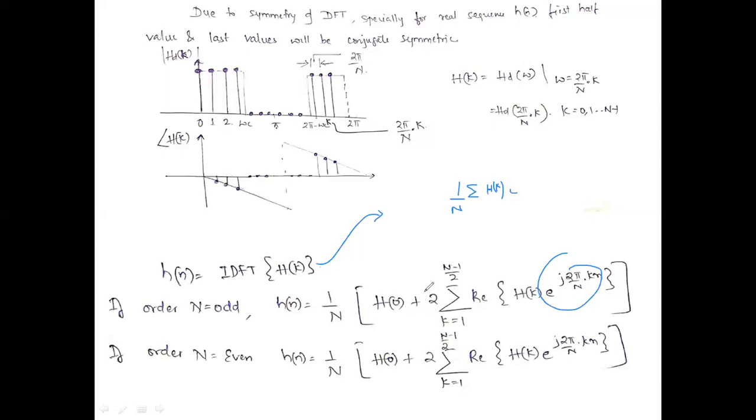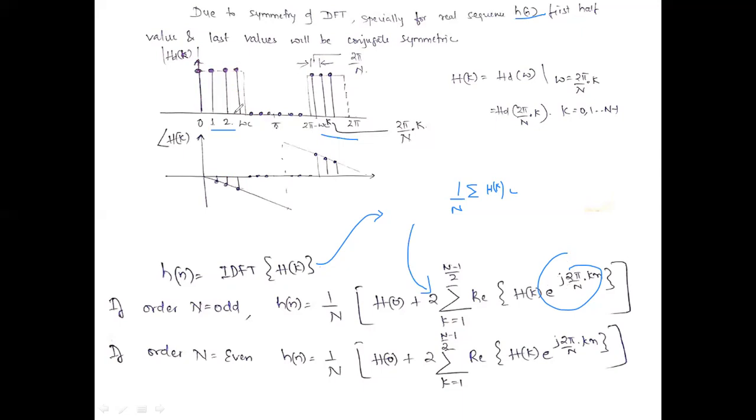Now what happened here? Why has he written a real part and why is there a 2? Remember, we have studied this symmetry property of the DFT. Whenever the sequence h of n is purely real, you are going to have a sequence of conjugate symmetry in nature. Now, if I want to take the DFT or IDFT of the sequence, for both of them there is one thing in common.